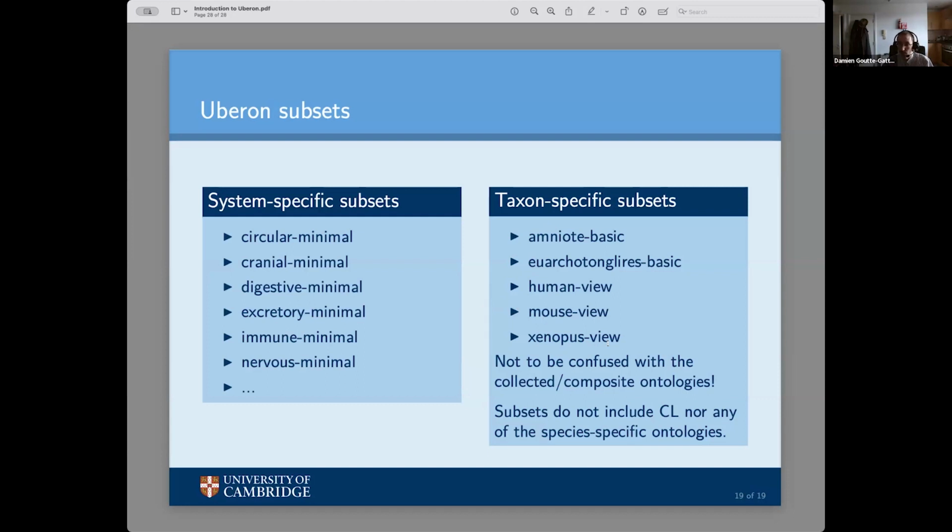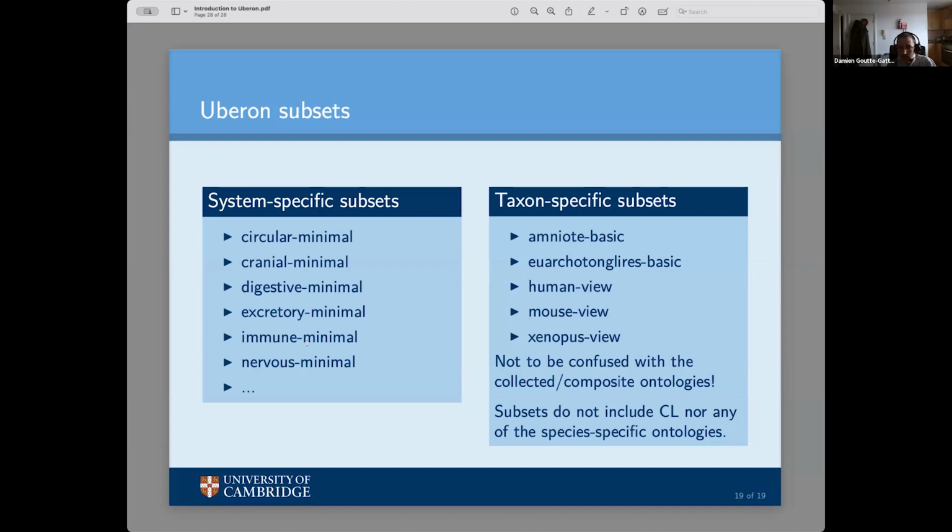So make sure that you are not confused between the Xenopus view of Uberon, which is a subset of Uberon containing only terms valid for Xenopus, and collected Xenopus or composite Xenopus, which contains the whole of Uberon and the whole of the Xenopus anatomy ontology.